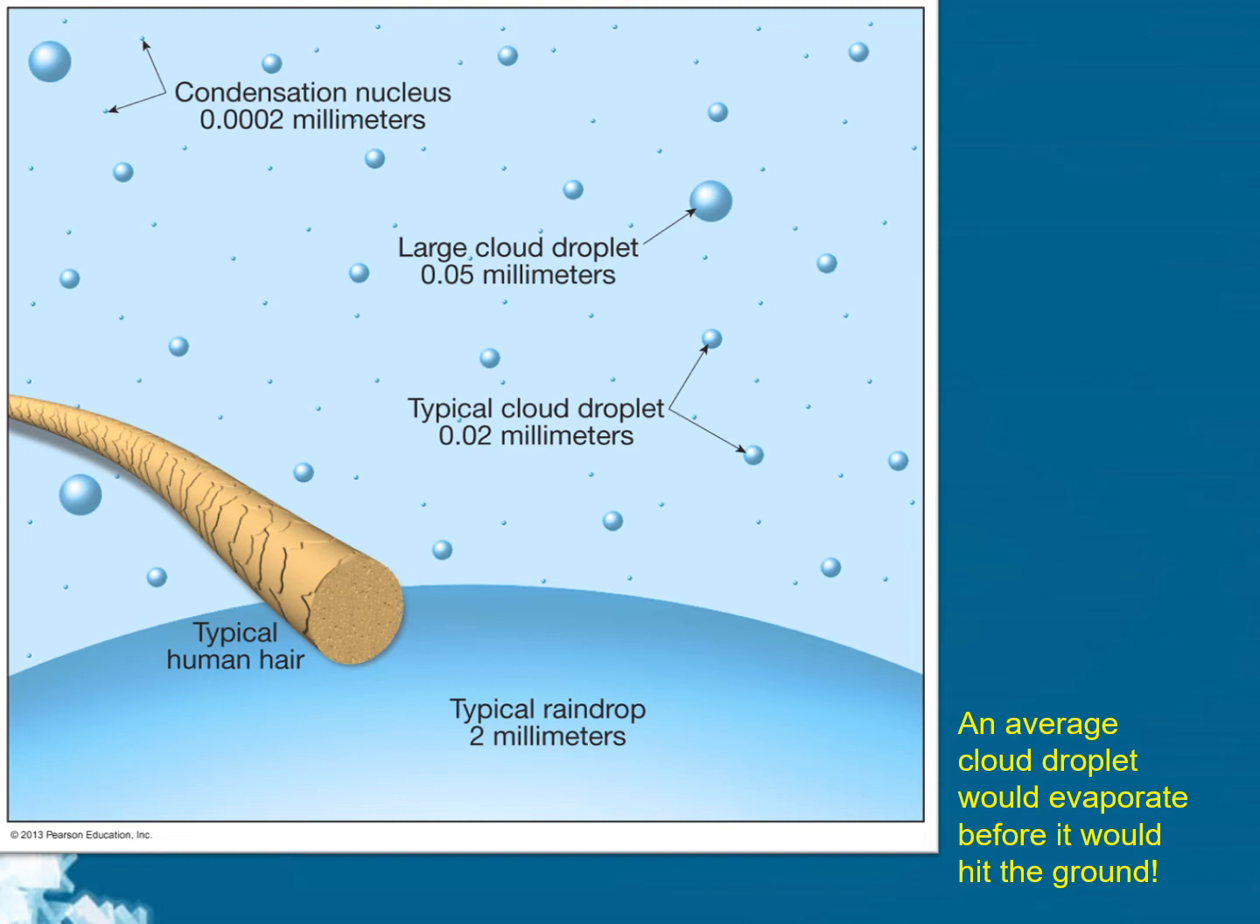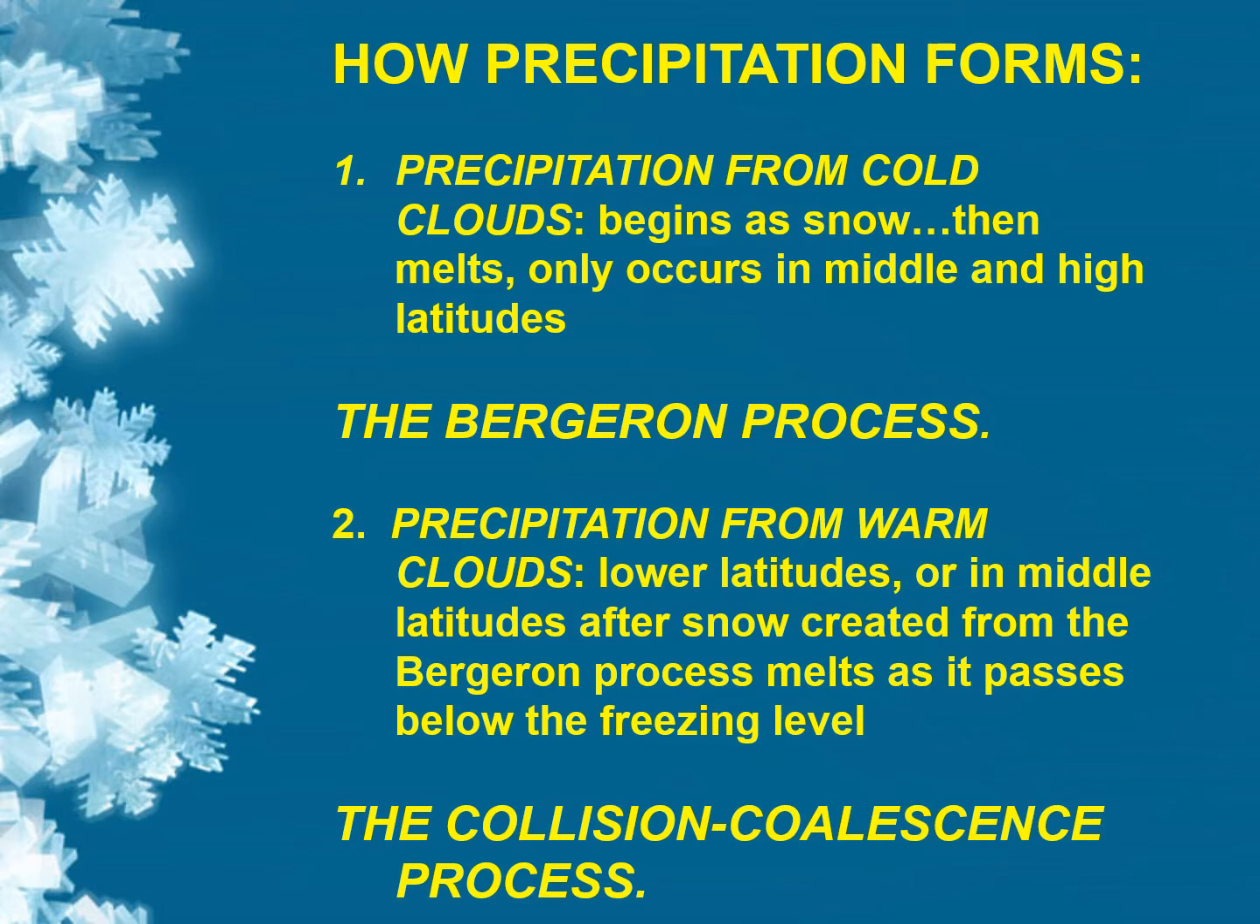So an average cloud droplet may fall out of the cloud, but it's going to evaporate before it hits the ground. So droplets need to be big enough to fall out of the cloud and not evaporate on the way down. How does that happen? Okay, so two different types here. All right, we will begin with number one, the Bergeron process.